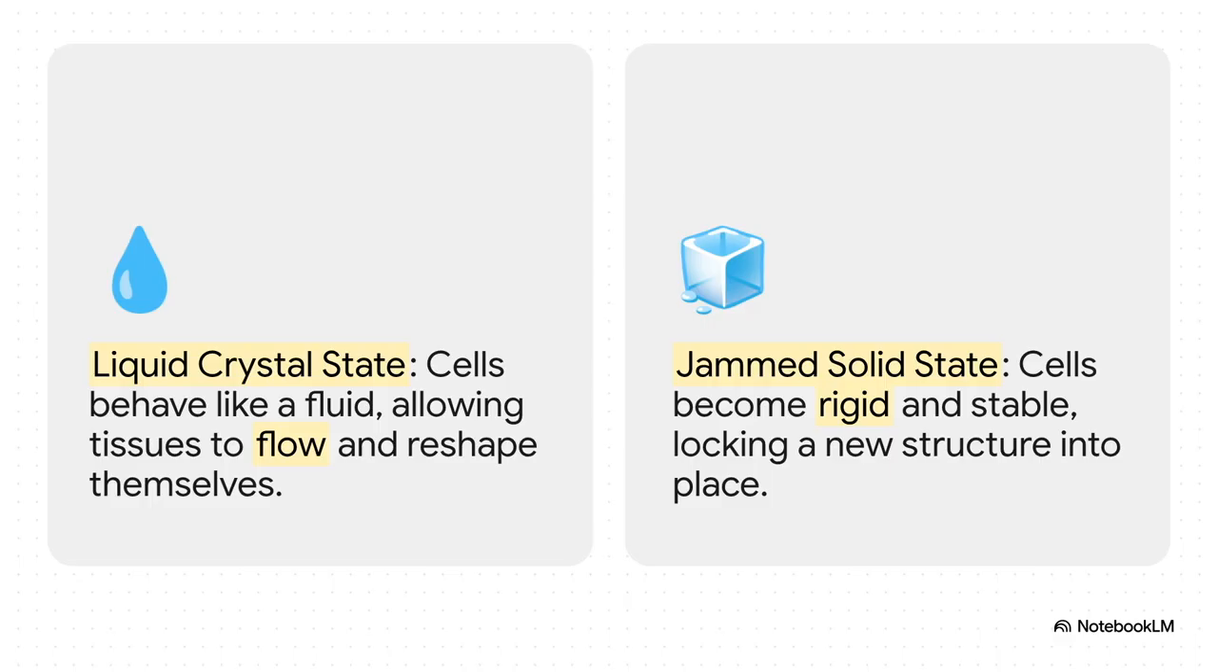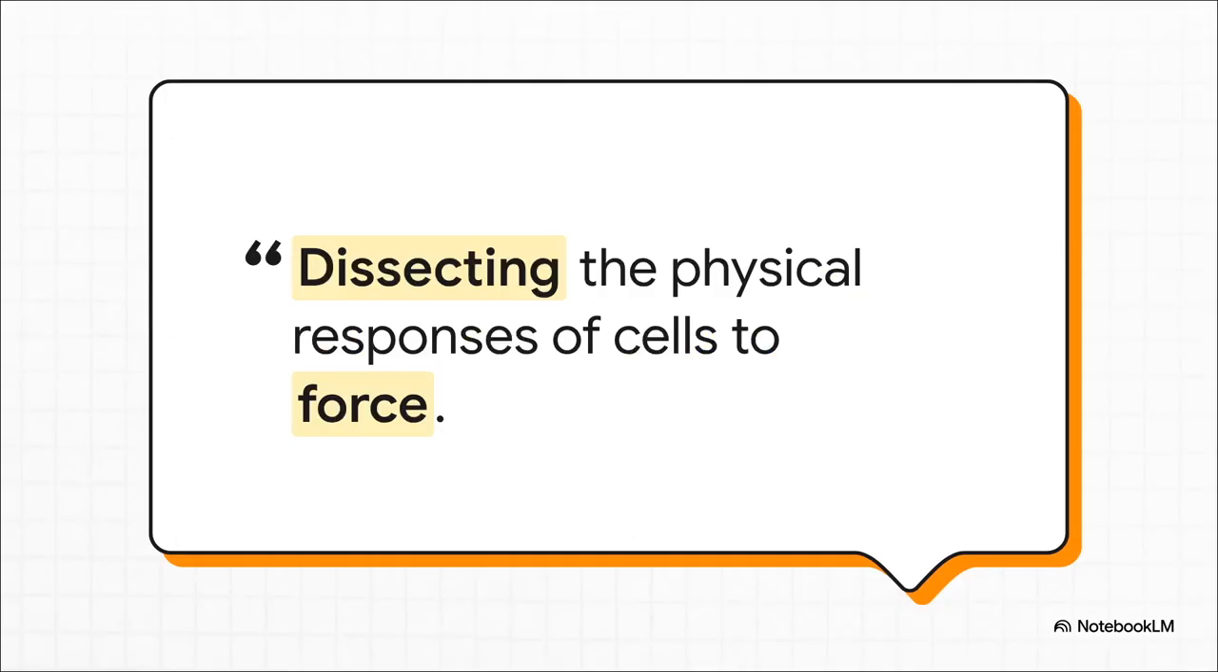But then, and this is the crazy part, they can suddenly switch and jam into a solid state, locking that new structure in place. It's like a material that can decide for itself when to be fluid and when to be solid. Wild, right? So scientists are now realizing that to really get what's going on in development, they have to think like engineers. They need to dissect the physical responses of cells to each other, all the pushing, pulling, and squeezing that actually sculpts the body.